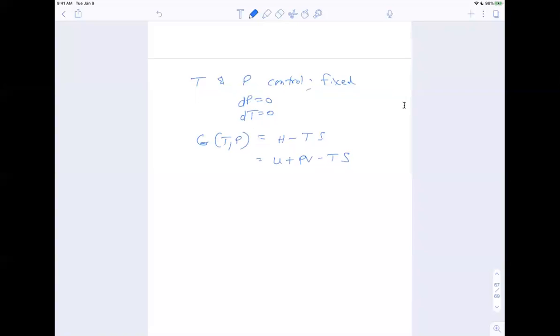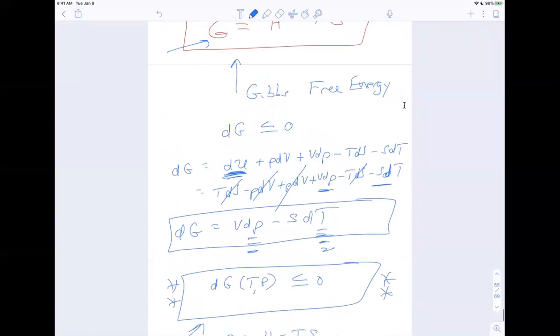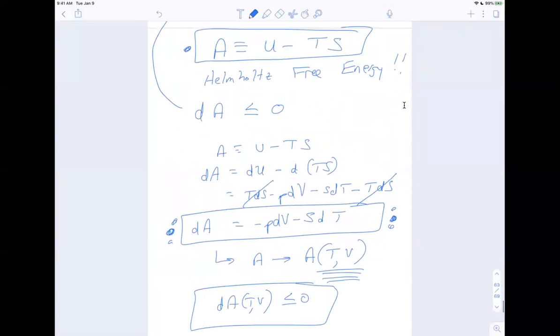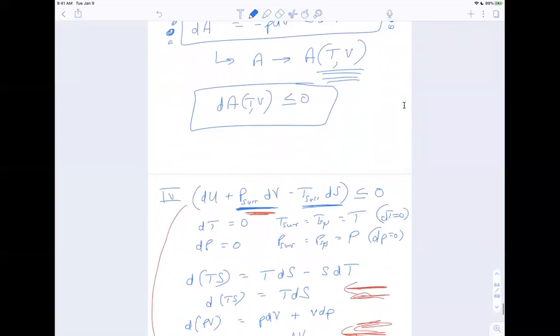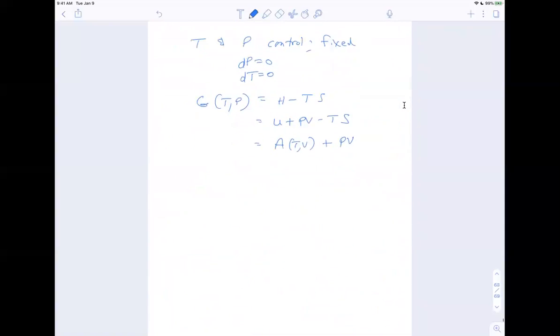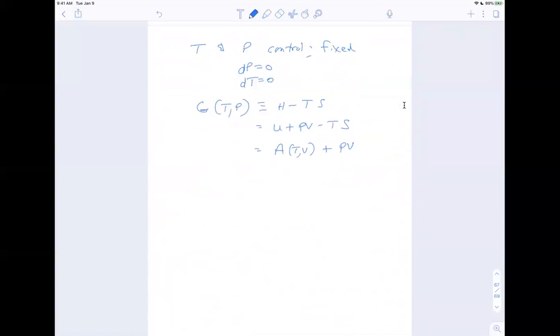Okay. We also know that U minus TS is equal to A. So we can write this as the Helmholtz free energy plus pressure times volume. And if I recall, we talked about A last class. And I think A was U minus TS, which is the Helmholtz free energy, and that arises when you have constant temperature and volume. So there are various ways you can write the Gibbs free energy. They're all equivalent. Okay, so this is the definition.